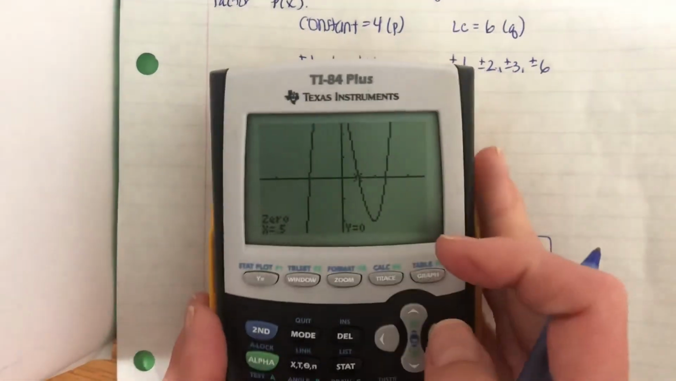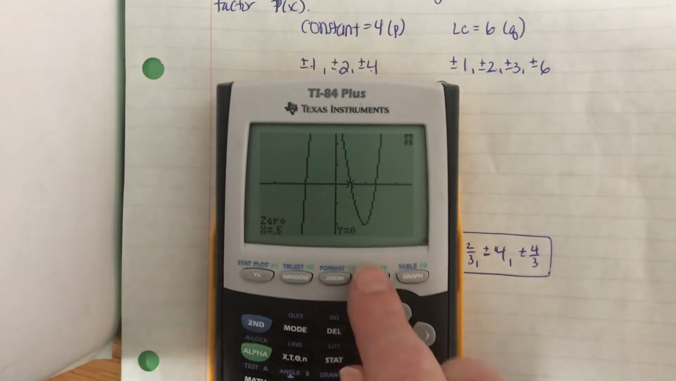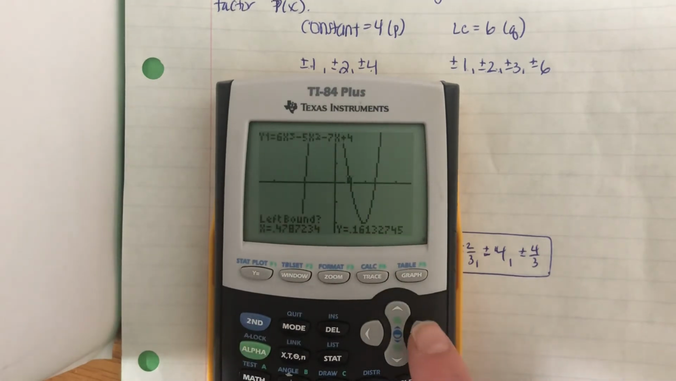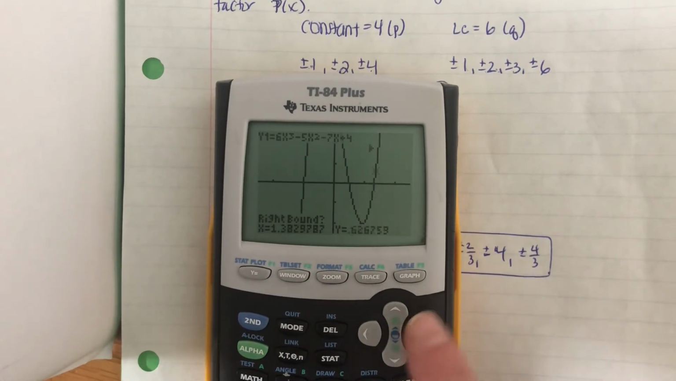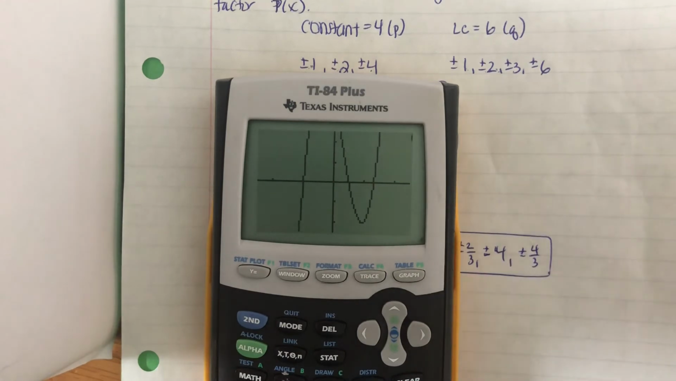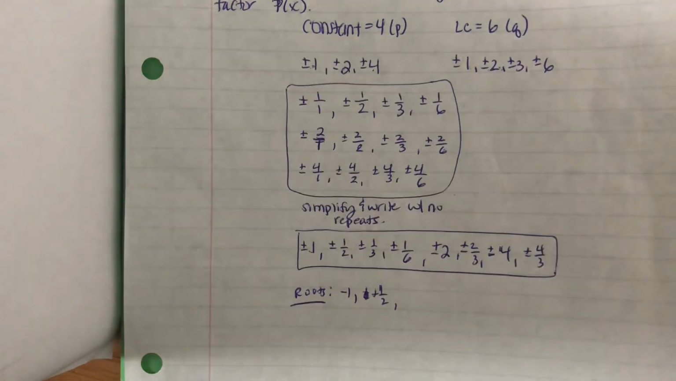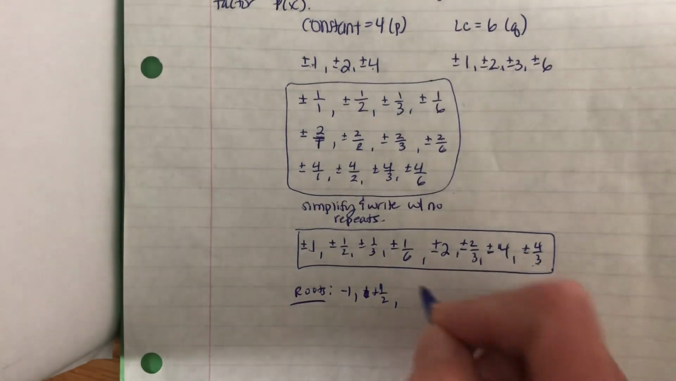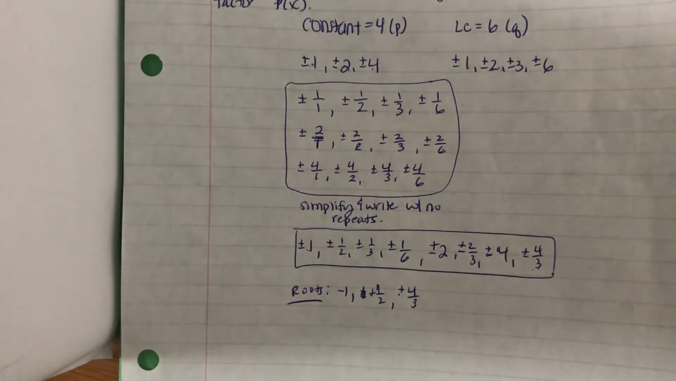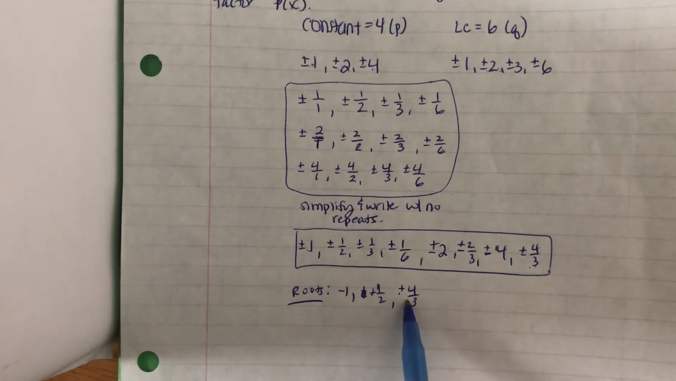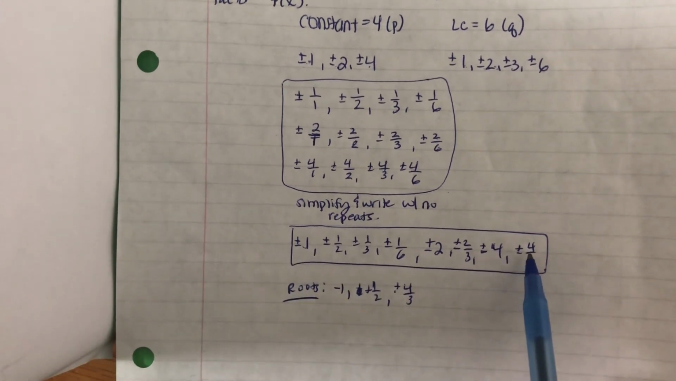Now the third root, start over, second calc, find the 0. We're going to move that cursor just to the left of the other intersection point, press enter, just to the right, press enter, and enter again. And that's 1.3 repeating, which is 1 1/3. That corresponds to this root right over here. So +4/3. So we have 3 roots that we were able to narrow down from our list of possible roots.